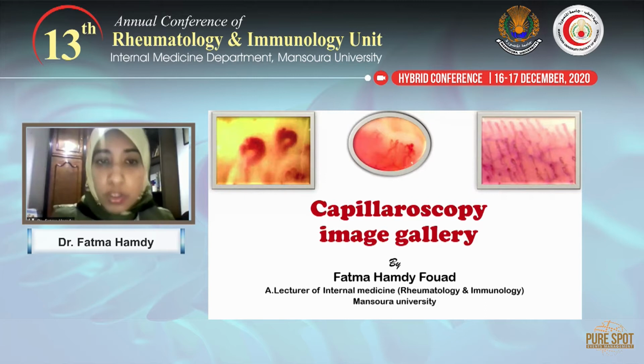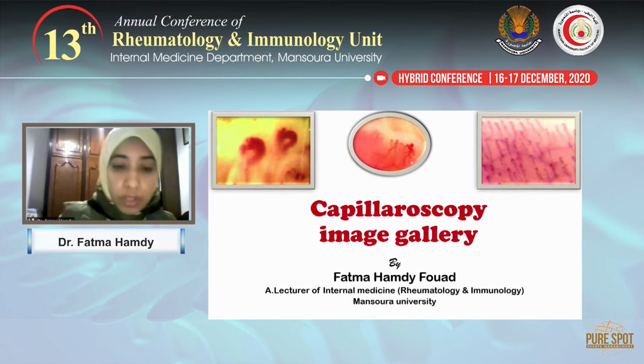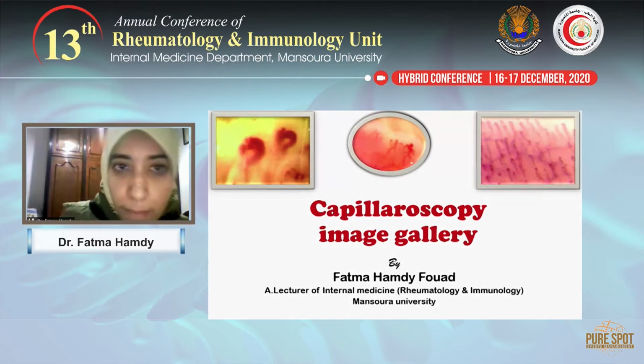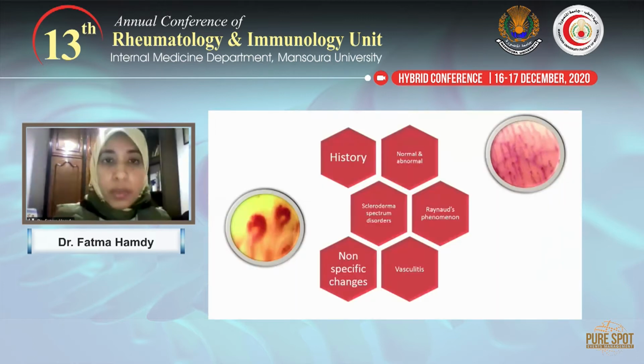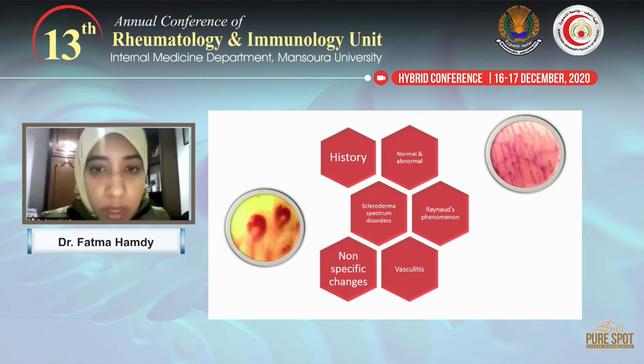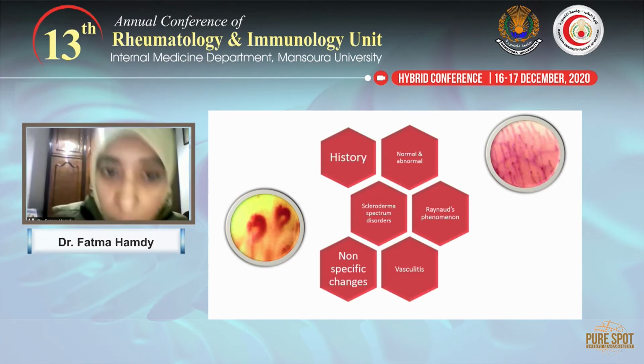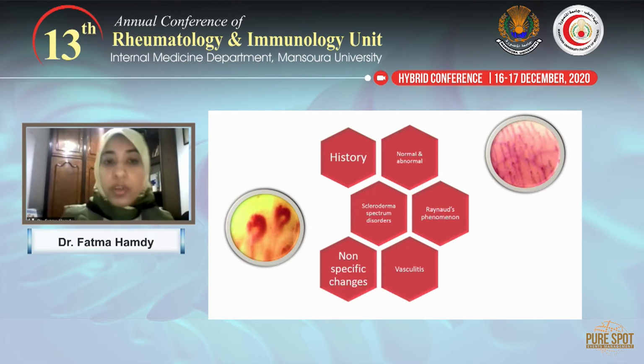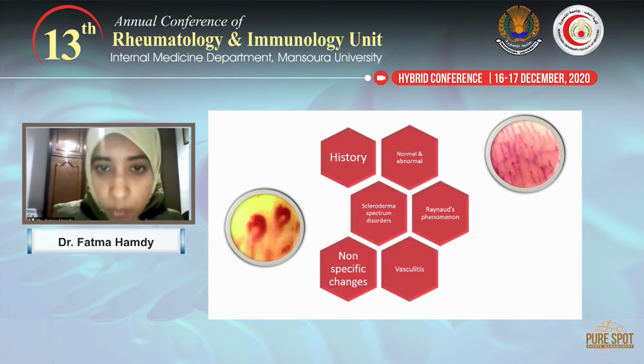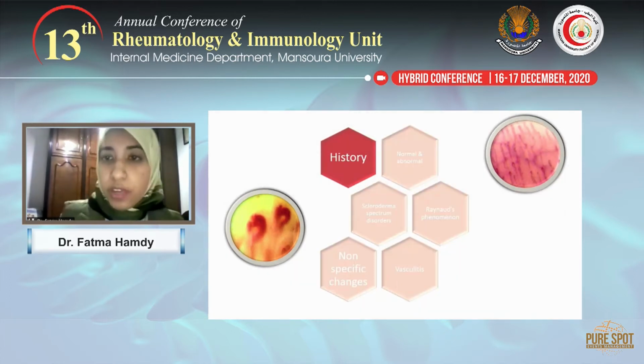Our presentation today will be an image gallery about capillaroscopy and its role in rheumatology. Our gallery will include the following sections. We will talk about the history of capillaroscopy, what's normal and what's abnormal. Also, we will talk about the role of capillaroscopy in differentiation of primary and secondary Raynaud's phenomena. We will talk also about scleroderma spectrum disorders, non-specific changes in other connective tissue disorders, and capillaroscopy and its role in vasculitis. We will start with a brief history of capillaroscopy.